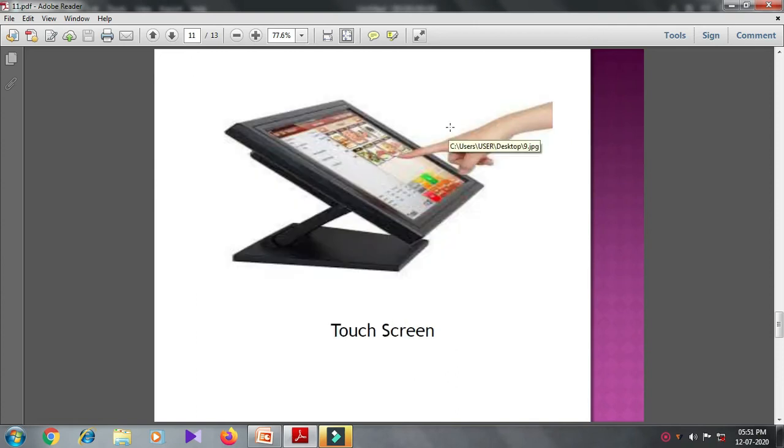Next, touch screen. It is a type of display screen which allows interaction with the computer through a touch-sensitive transparent panel covering the entire screen, without any intermediate device. Touchscreens are mostly found in systems such as ATMs and mobile devices, where the user needs to choose from a given list.